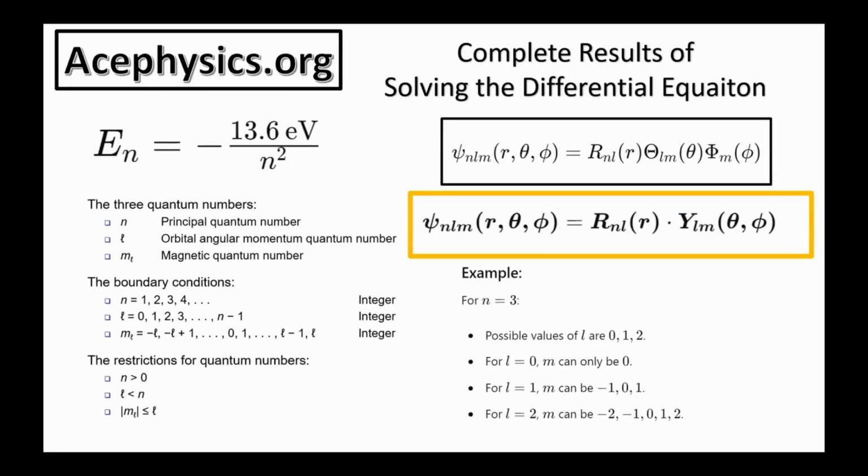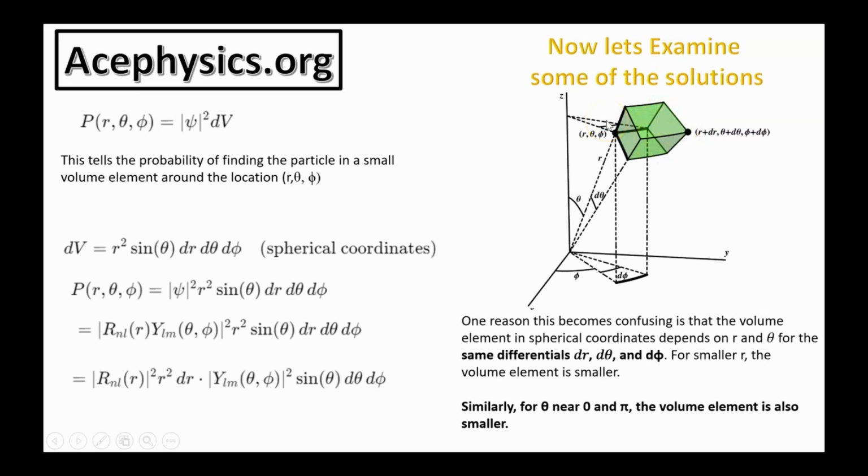The next step is to go and analyze these solutions. The wave function squared, multiplied by a small volume, gives the probability of finding the particle within that volume. One of the fundamental rules, just a postulate that was a discovery of science, is that psi squared dV tells the probability of finding the particle in a small volume element around the location r, theta, and phi.